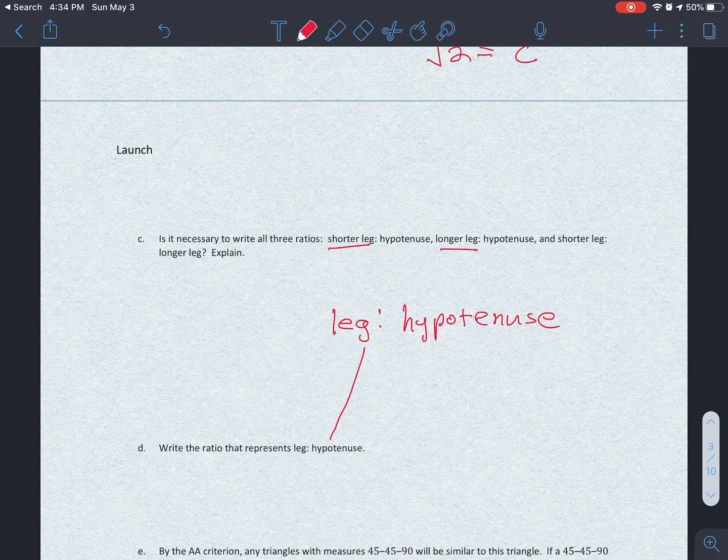And we can see that's answered right here. And what is that ratio? The ratio is 1 to square root of 2.